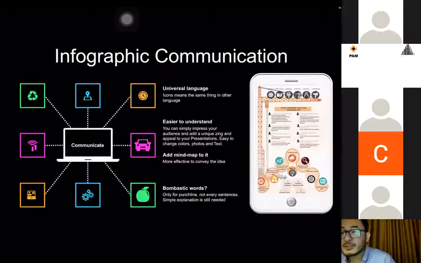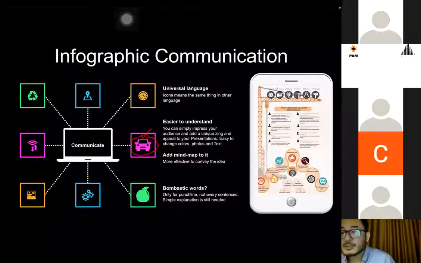Besides that, infographic communication. This is actually the universal language. Icons mean the same thing in other languages. For example, like car. In English, it is car. In Malay, it is kereta. In other languages, Mandarin or Hindi may have different types of language, but it is still a car. So infographic communication actually makes your message faster.